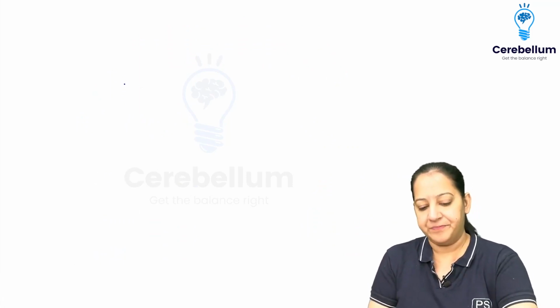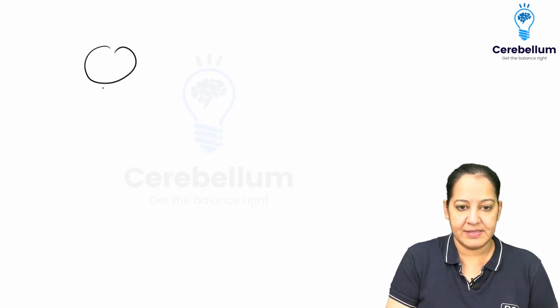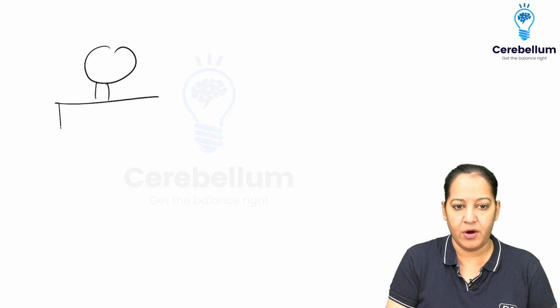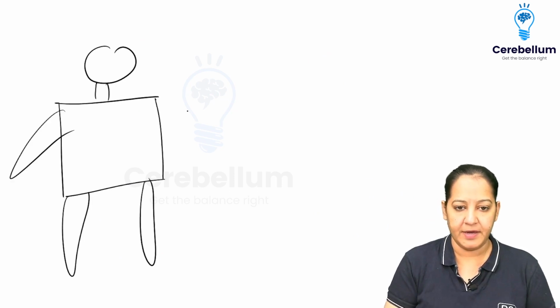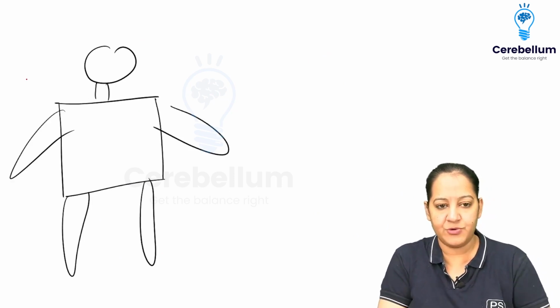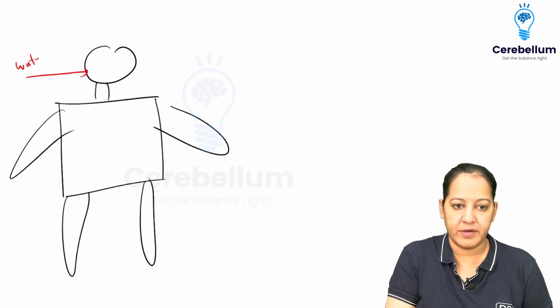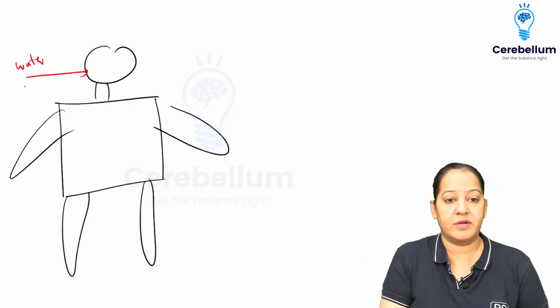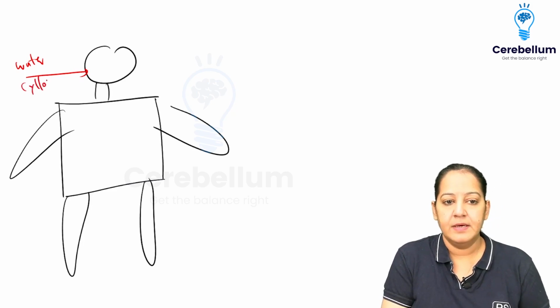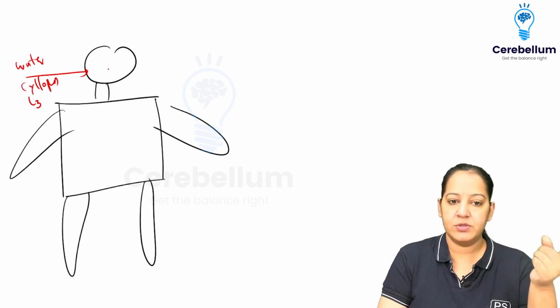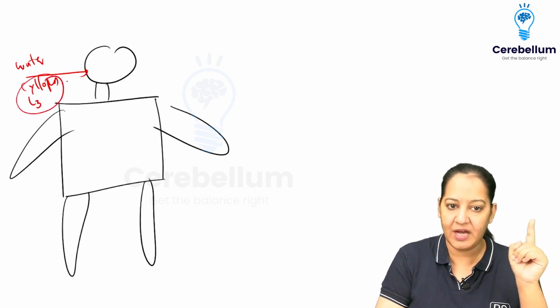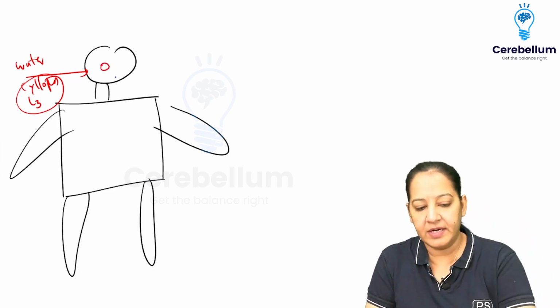Let me draw it for you. So imagine this is a human being. Let me draw a human being for you. So this is the human being. Okay, this human being is drinking water, the fresh water containing cyclops having L3 larva. So L3 larva is the infective stage. So the cyclops containing L3 larva will go inside. So let me draw the digestive tract.